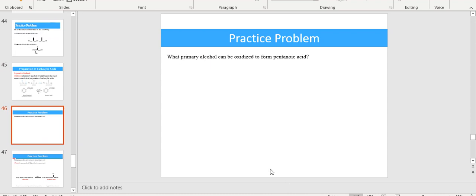What primary alcohol can be oxidized to form pentanoic acid? I like this kind of question because I'm kind of giving you the answer and asking you to work backwards. Well, pentanoic acid, a carboxylic acid, before it became pentanoic acid, it was pentanal, and before that, it was 1-pentanol.